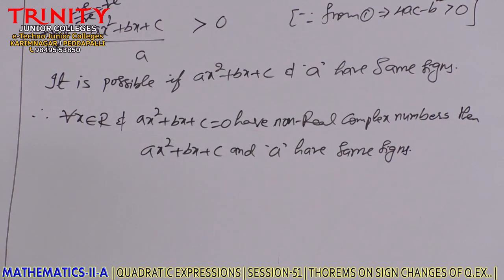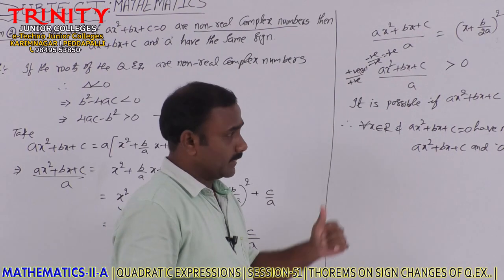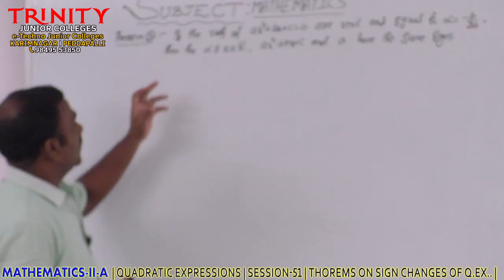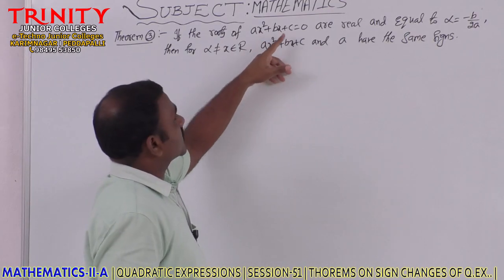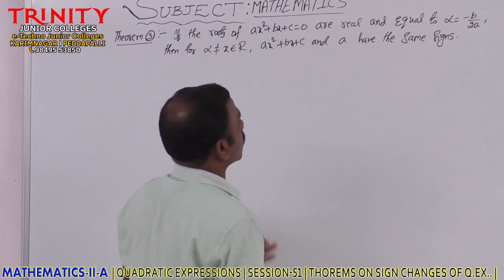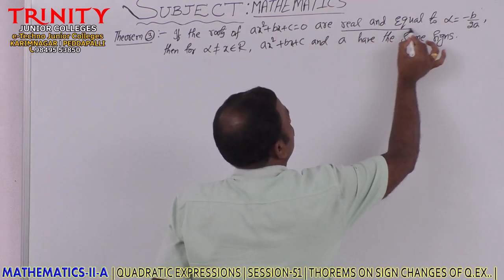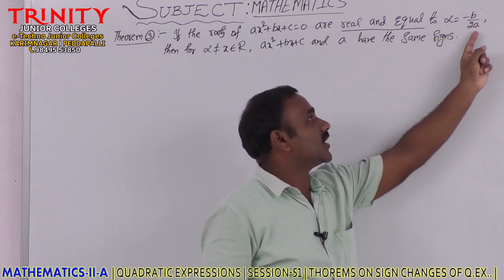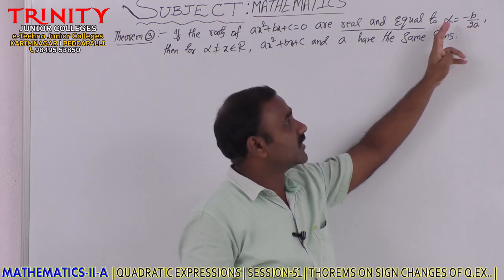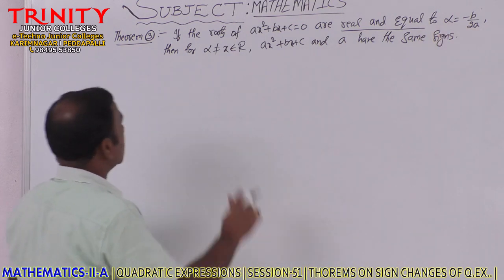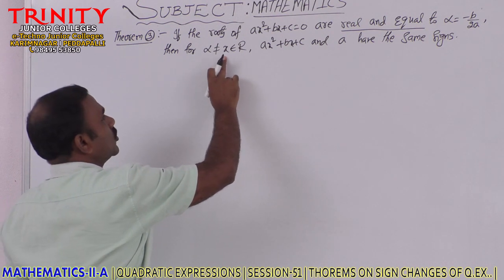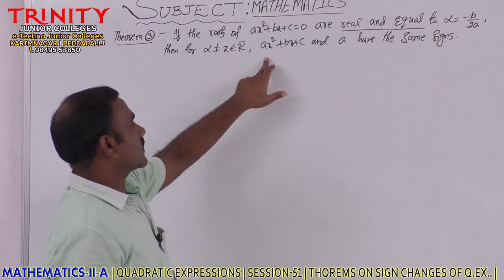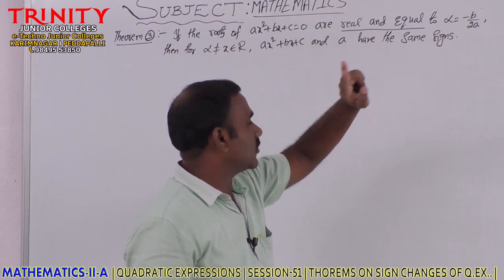After completing the theorem, we'll do the problems based on these concepts, sign changes of the quadratic expressions. If the roots of ax square plus bx plus c equal to 0 are real and equal, the root alpha is equal to minus b by 2a, we know this one very well. If the roots are equal, then the root is minus b by 2a. Then for any real number x other than this alpha, ax square plus bx plus c and a have the same signs.